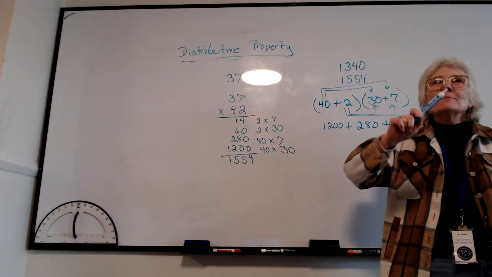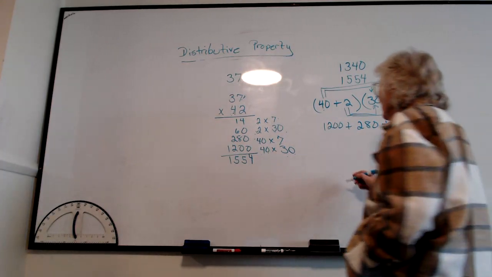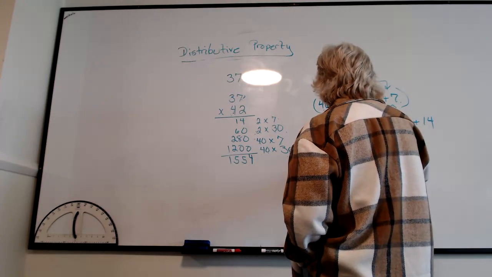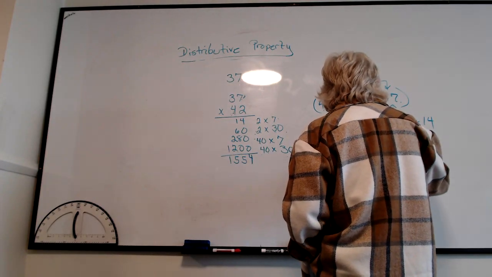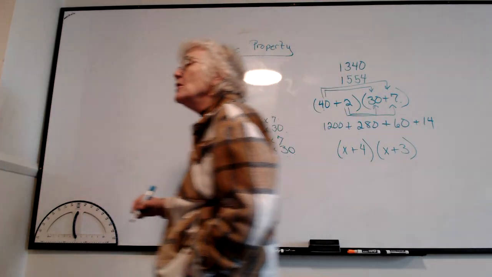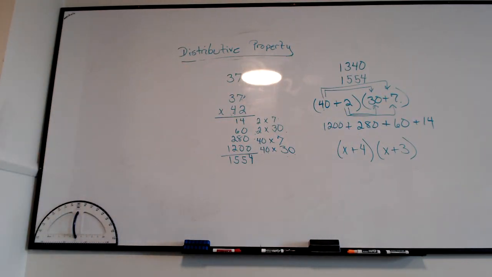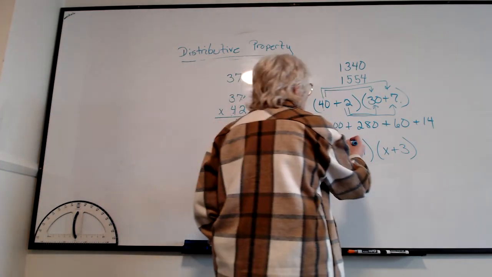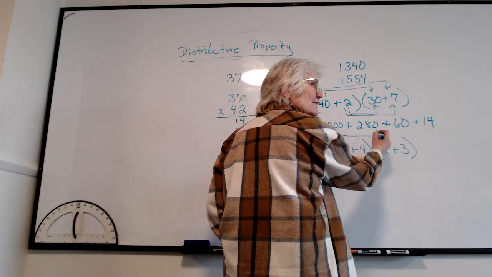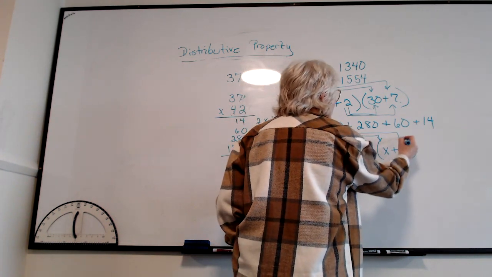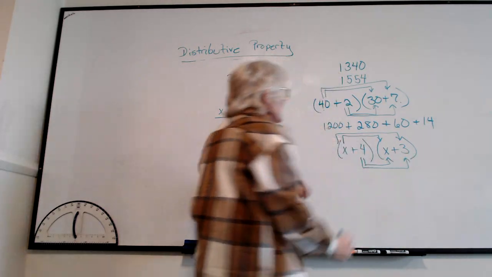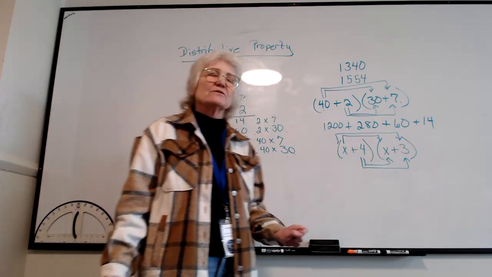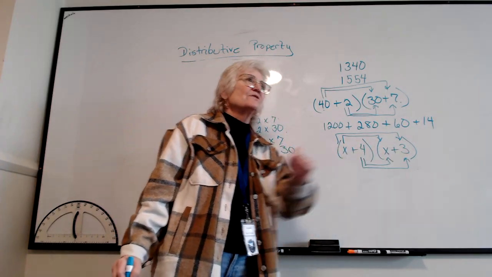Okay? But in math, if we have a problem like this, where we have unknowns, and this is a little bit beyond you guys right now, but I just want to show you, we can do double distribution. It's called double distribution. Okay? We distribute the x to both things. We distribute the 4 to both things. So I'm taking the x and distributing it to both of those. I'm taking the 4 and distributing it to both of those.